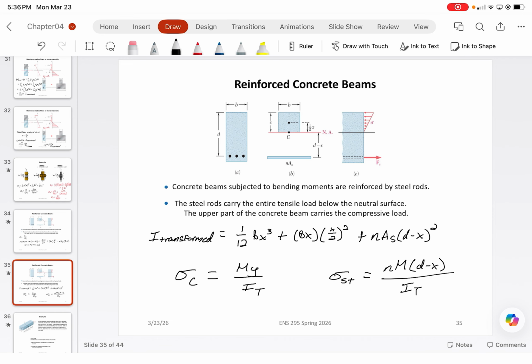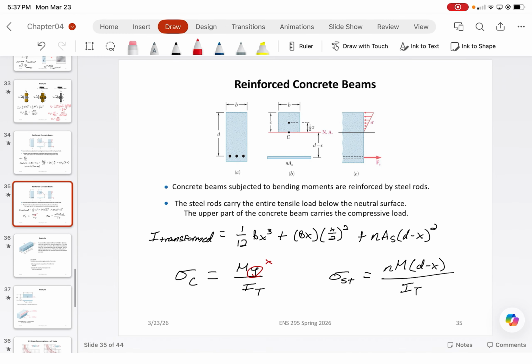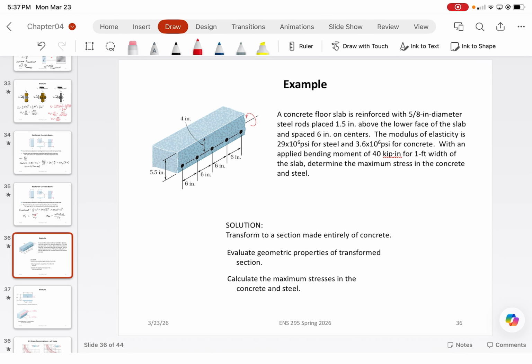And so if we wanted to find the maximum stress in the concrete, the Y term here just basically becomes X, because that's the highest value that we can use. All right. I think a nice example should hopefully do us good.